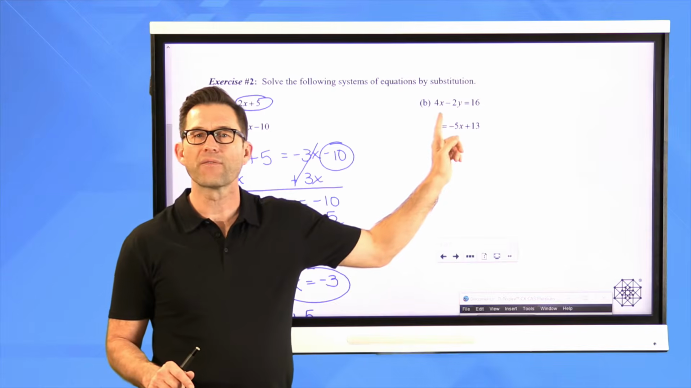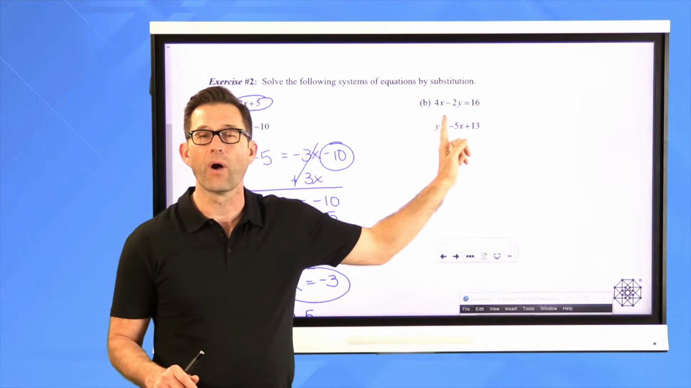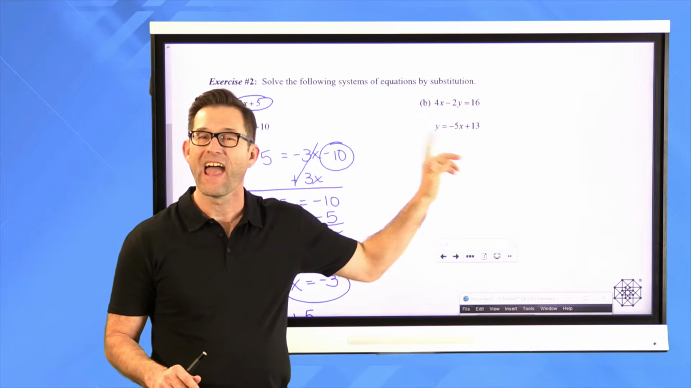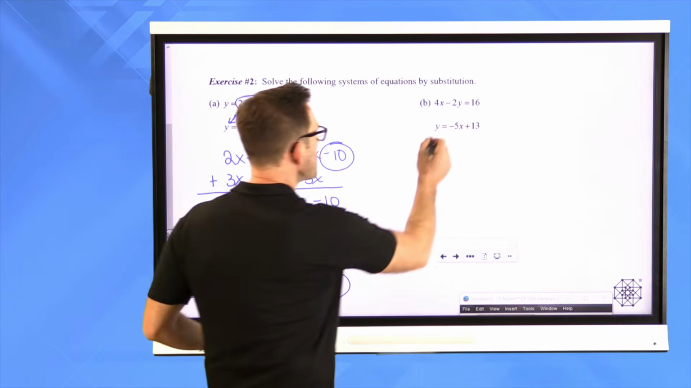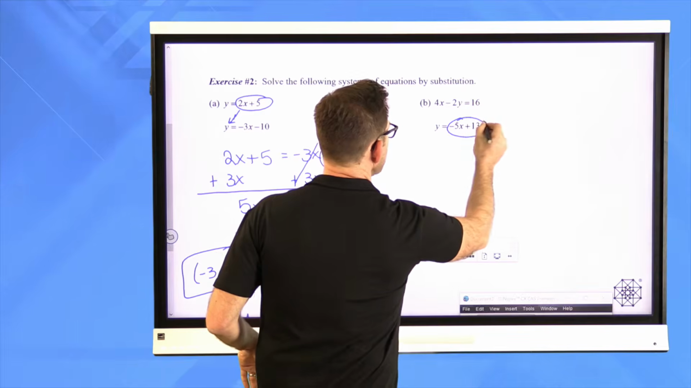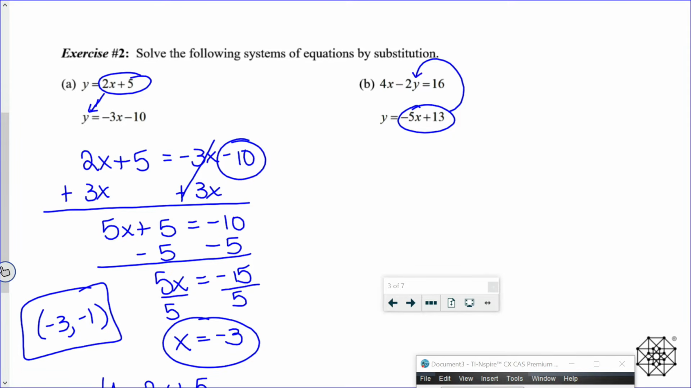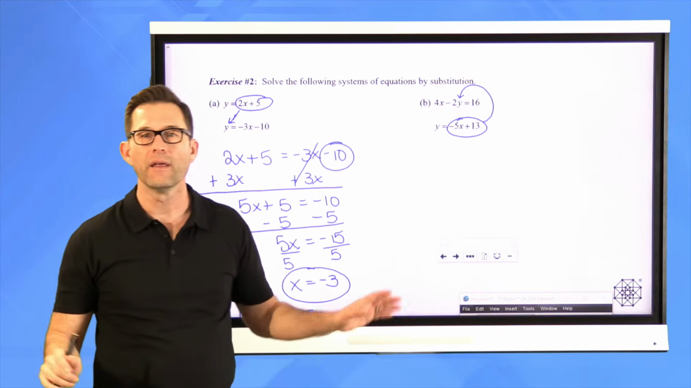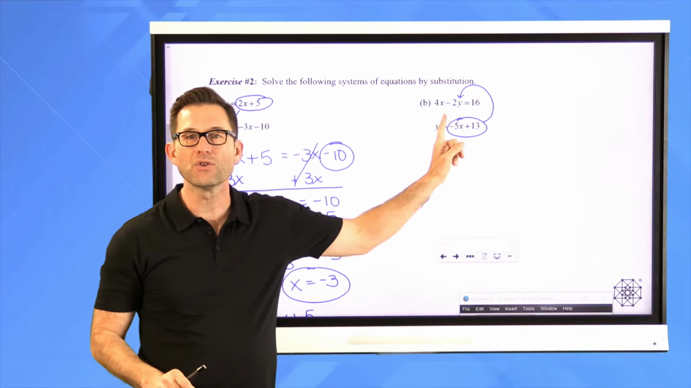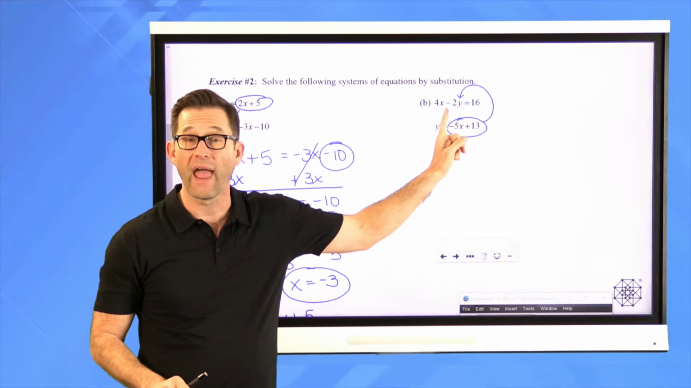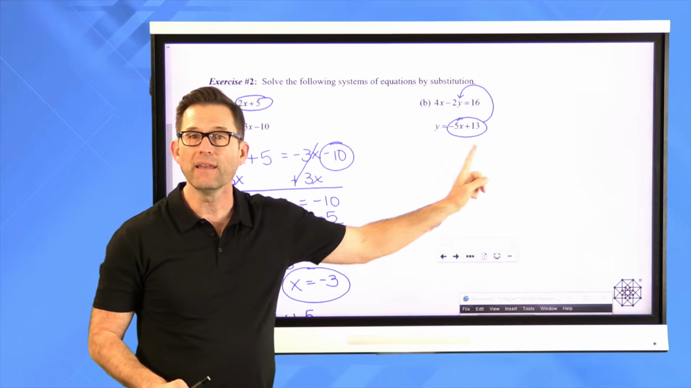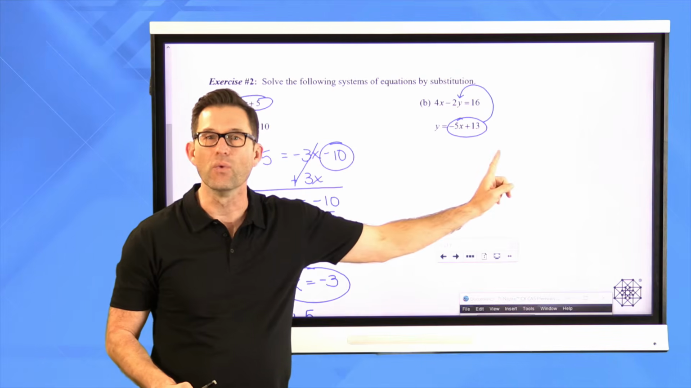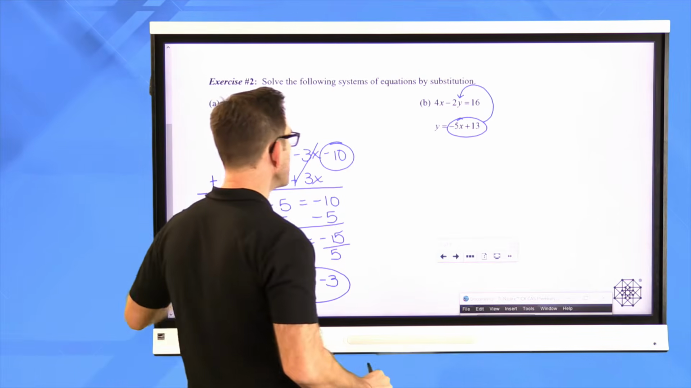Here, notice I've got an equation that is not solved for either variable and one that is, okay? And what that tells me is I should now take my negative 5x plus 13 and substitute it in for this y. Now I have to be very, very careful when I do that, because this y in this equation is being multiplied by 2 and being subtracted. I need to make sure that I multiply this entire thing by that negative 2. So let's do that substitution right now.